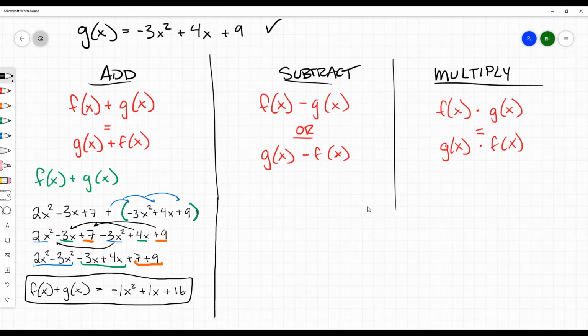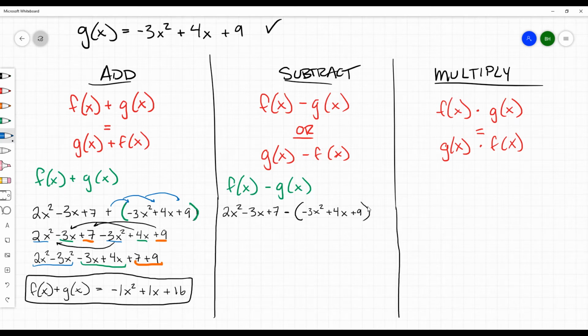when we start subtracting. So let's say we just want to find and discover, we'll do f of x minus g of x. We're going to rewrite the functions again. So we'll get 2x squared minus 3x plus 7 minus, and then I'll put the second set in parentheses, negative 3x squared plus 4x plus 9. And then here you'll see why we need a set of parentheses.